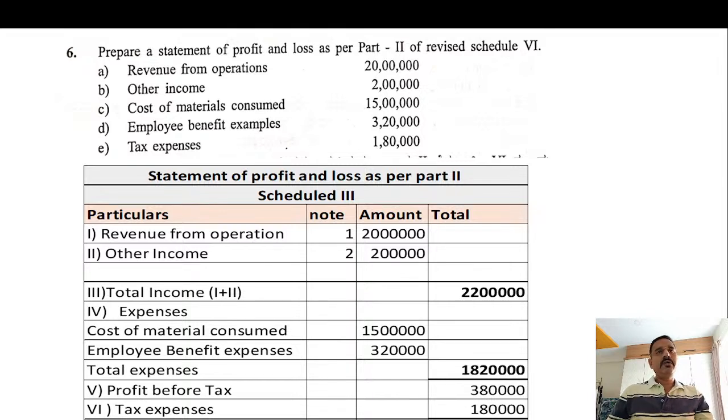Okay, so here they have mentioned Schedule 6 also. It is the earlier schedule. Now the schedule was changed, that is Schedule 3. So they asked us to make the statement of profit and loss. Otherwise you have 5 marks questions on the basis of calculating the note to reserves and surplus or tangible assets note. So questions like that also come in your question paper.